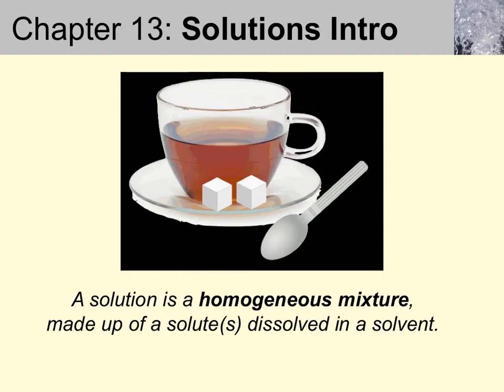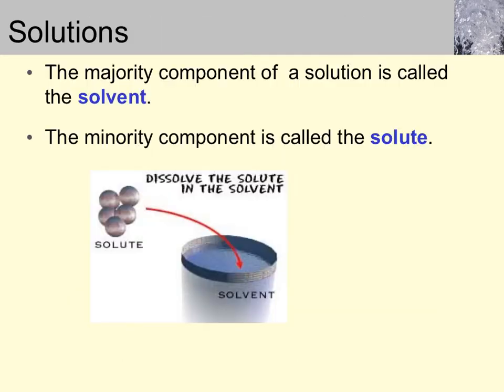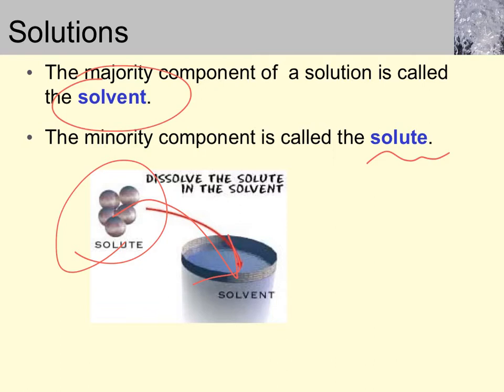This is the first lecture from Chapter 13, all about solutions. Solutions are made up of two primary components. One is the solute, and that's the stuff that you're dissolving, like if you were making salt water. And the other is the solvent. The solvent is what you're dissolving the solute into.